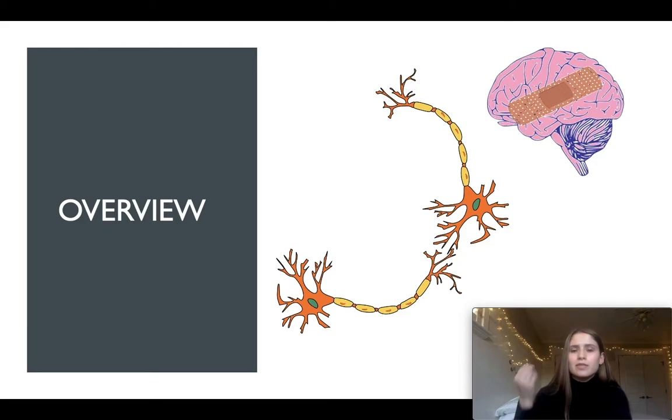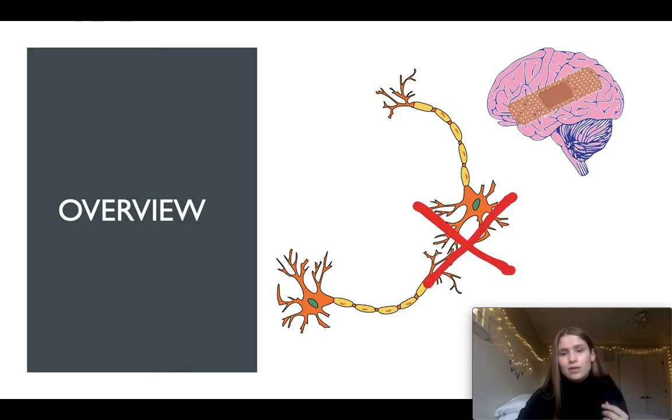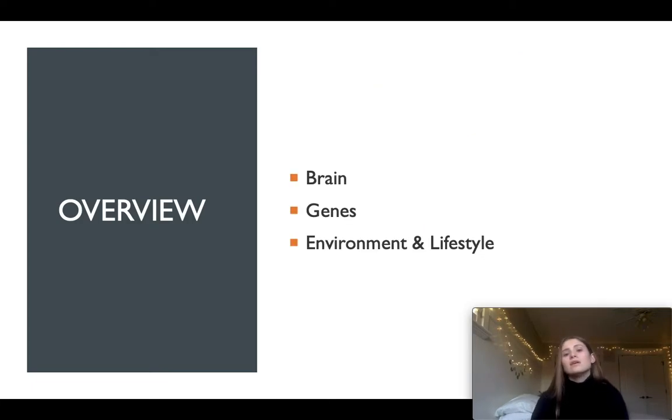If you want to remember something, the neurons fire and you retrieve that memory through those neurons connecting. So, Alzheimer's disease is when you have this disconnect between neurons, and then those neurons die because they cannot communicate anymore. So we'll be talking about the brain, genes, and environment and lifestyle.